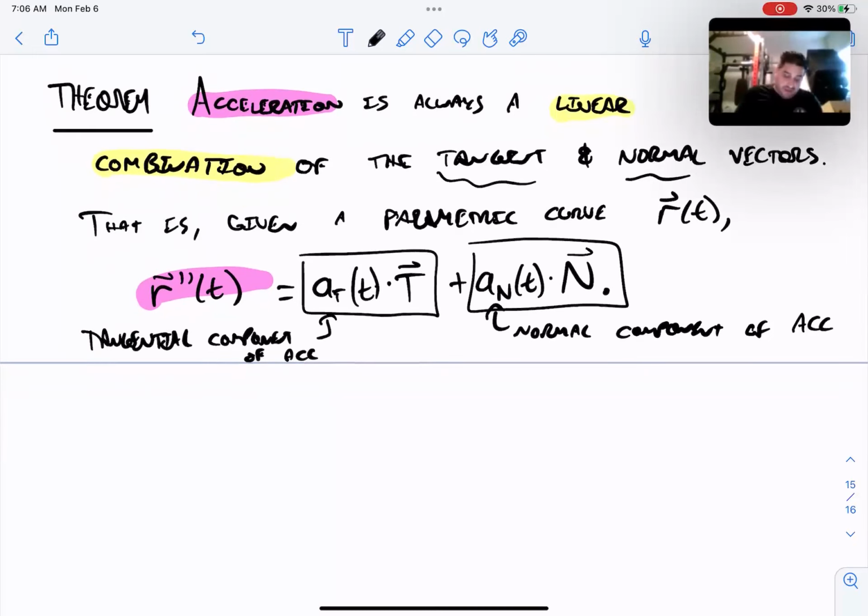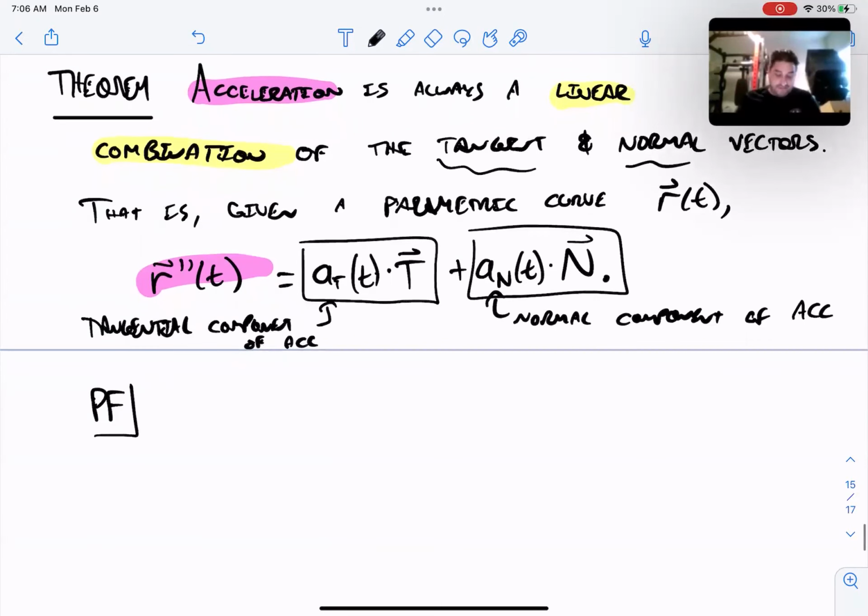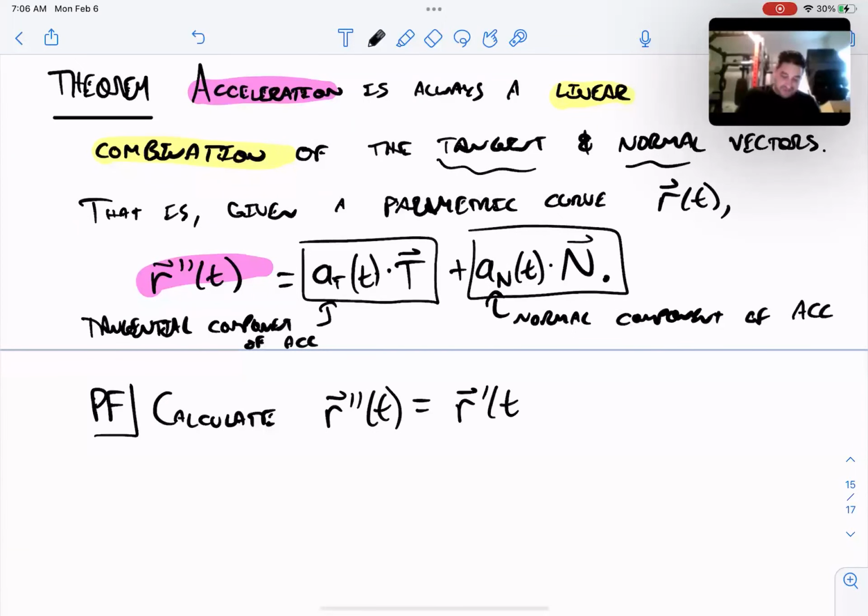Let's do a proof. This proof I think is super nice. You get to use lots of lovely vector properties, and best of all, this proof is going to give us formulas for a_T and a_N. So it doesn't just show that they exist, but it's actually going to calculate them for us. So here's the really lame trick that this proof starts off with.